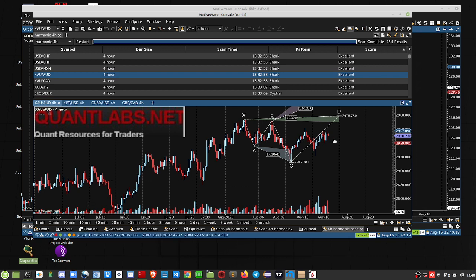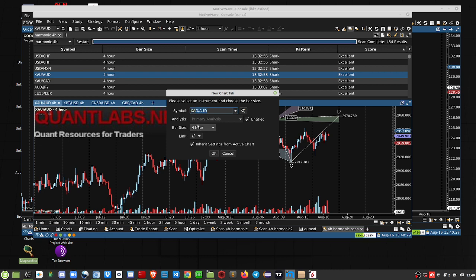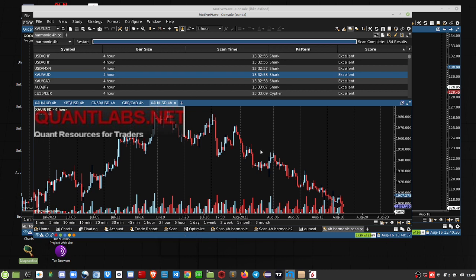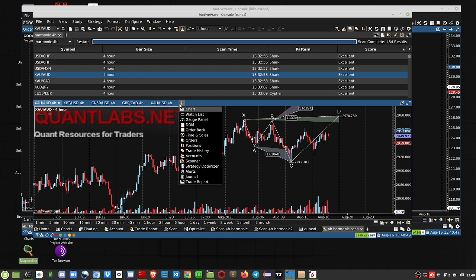So again, we have gold in Australian dollars. If I put in gold in US dollar, you'll see the difference. But this is not the best currency. So you can see here comes gold, 4 hour, and it's just been a solid decline. Meanwhile, gold in Australian dollar, and the reason for that is because the Australian dollar is weaker than the US dollar. Okay, so again, be aware of that.